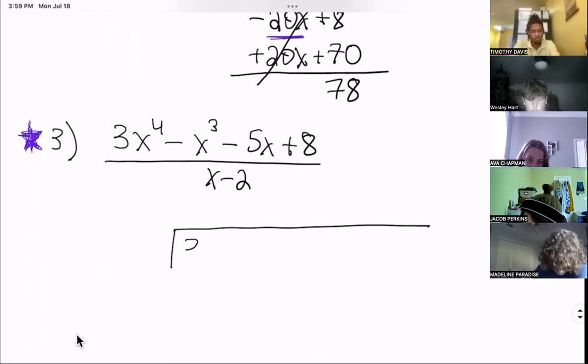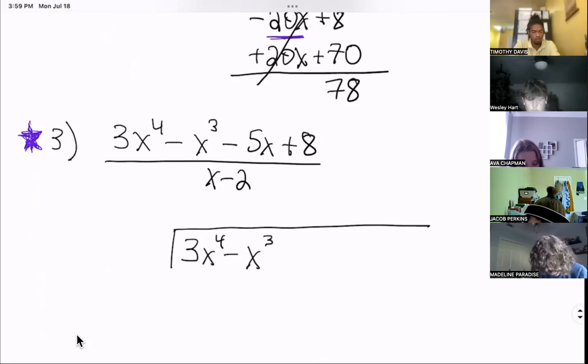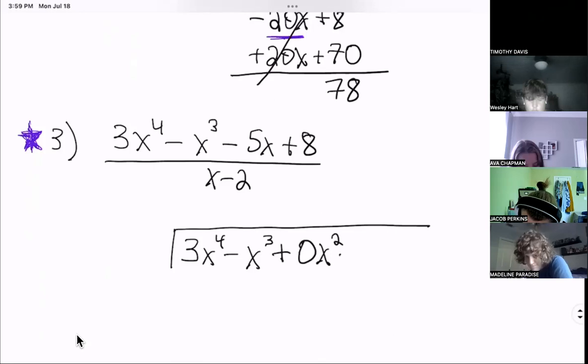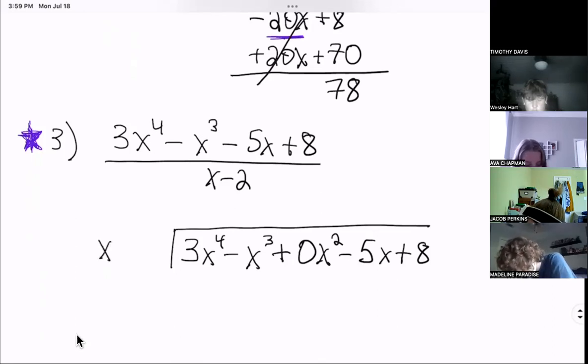So we're going to divide 3x to the 4th minus x to the 3rd. We're missing the x squared. So you're going to put in 0x squared, because you don't have any, but you have to put a placeholder, minus 5x plus 8. See how they're all represented? I have a 4, a 3, a 2, a 1, and a 0 power. They all have to be there, depending on what you start with. If I start with a 5th power, I have to have a 5th power, 4th, 3rd, 2nd, 1st, and none. And you're going to see in a minute how we're going to use that square in our answer.